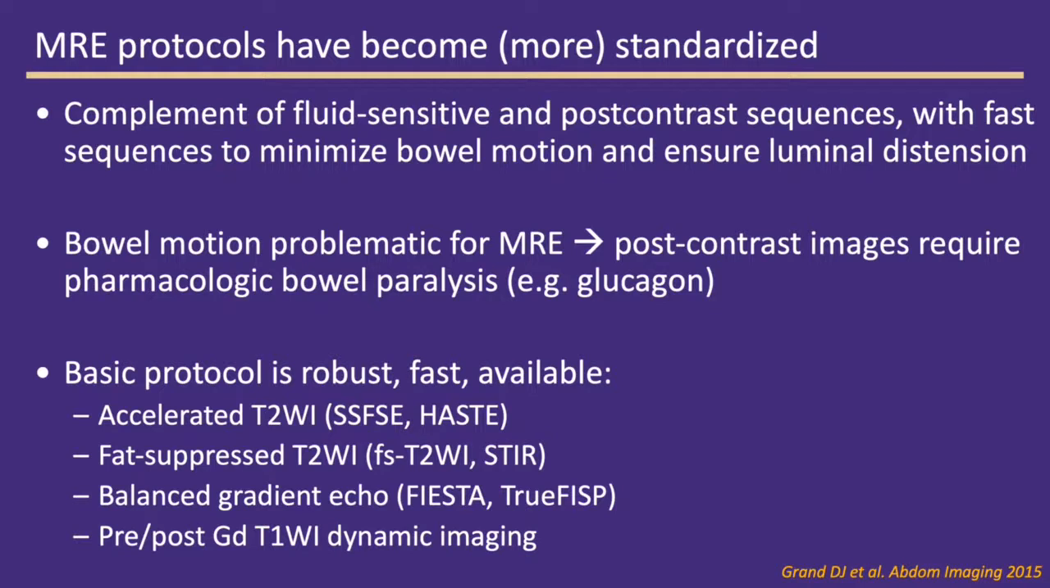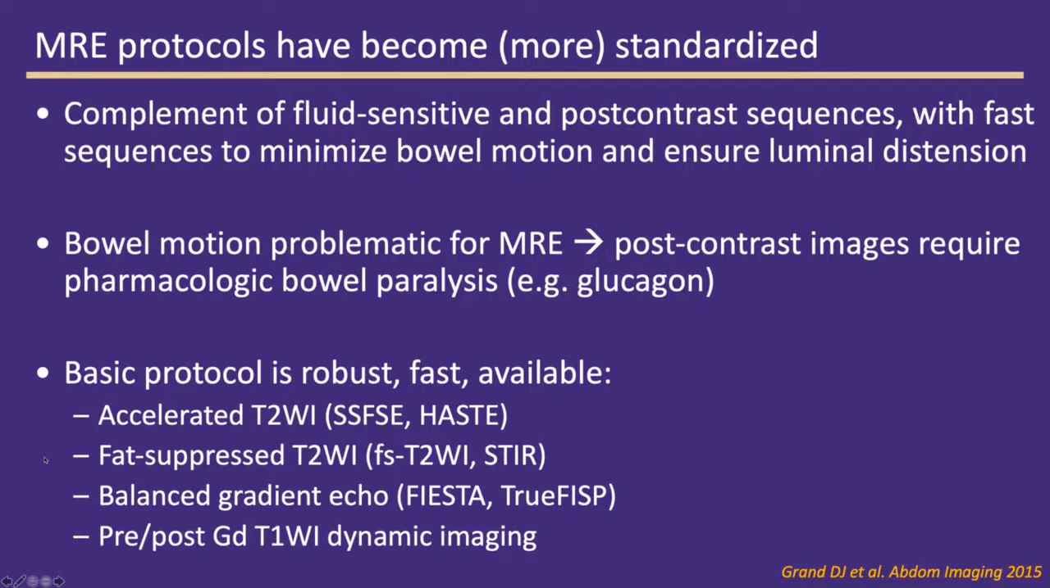One problem that is unique to MR enterography is bowel motion. With a patient on the table for 30 or 45 minutes, the bowel is at varying stages of peristalsis. Usually this requires pharmacologic bowel paralysis, which is given right before the post-contrast sequence, which is the most motion-sensitive sequence. At the bottom here, I've listed the key components of a standard MR enterography protocol, with the same reference that I mentioned at the beginning of the talk.